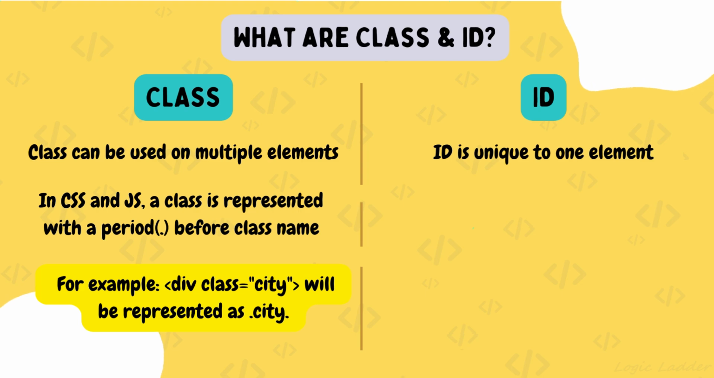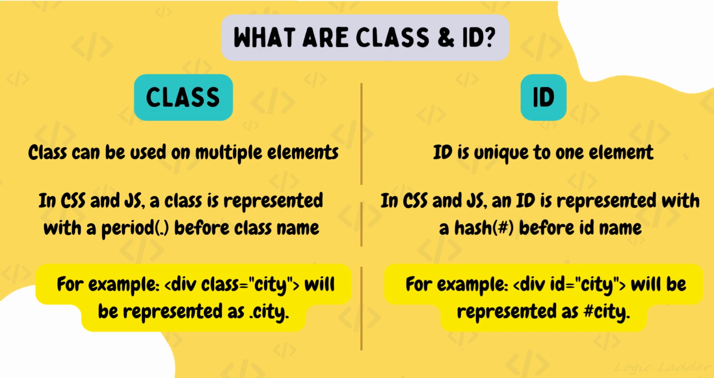In CSS or JavaScript, we represent a class with a period before the class name. For example, a div with a class name city will be represented as .city in CSS. In CSS or JavaScript, we represent an ID with a hash before the ID name. For example, a div with an ID name city will be represented as #city in CSS.